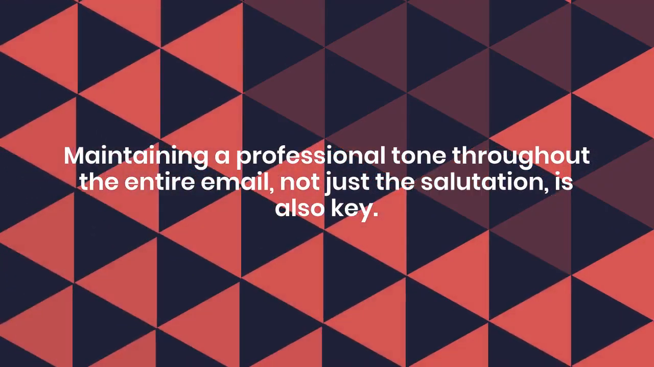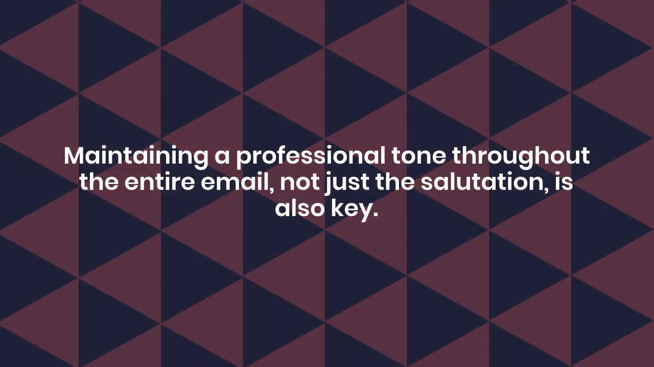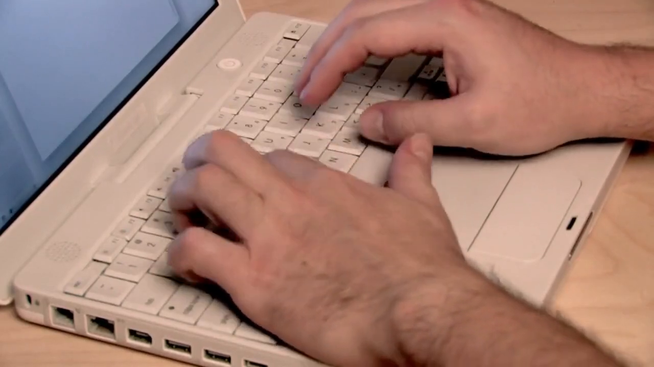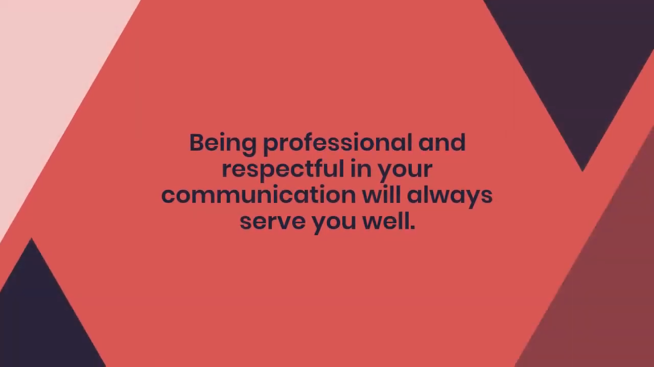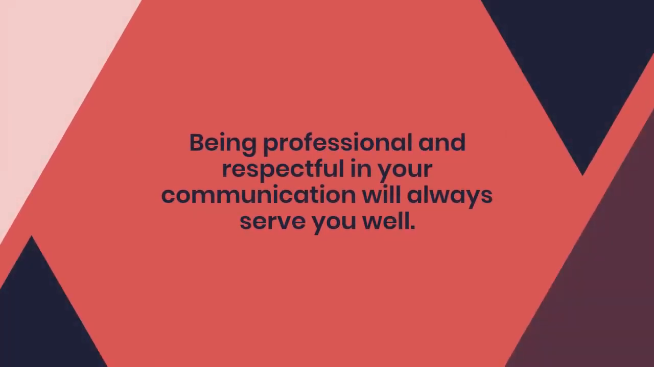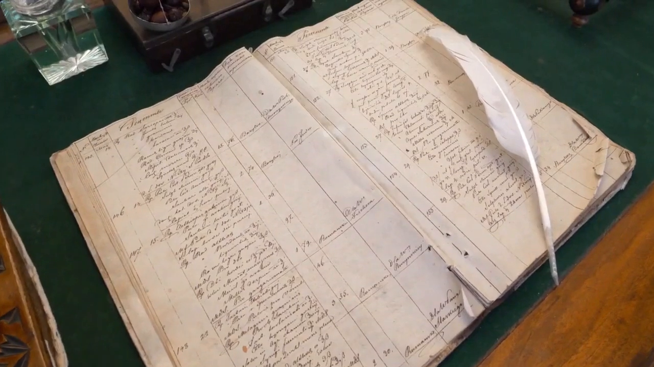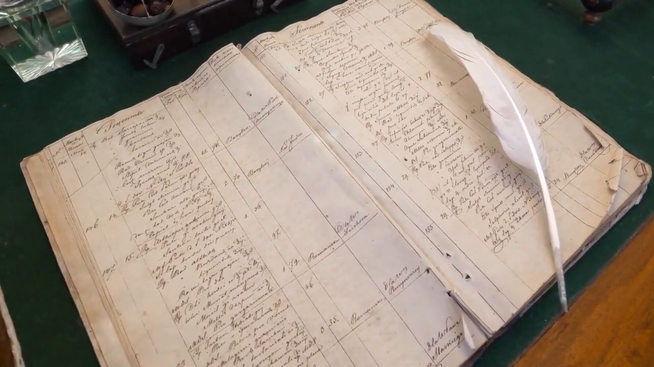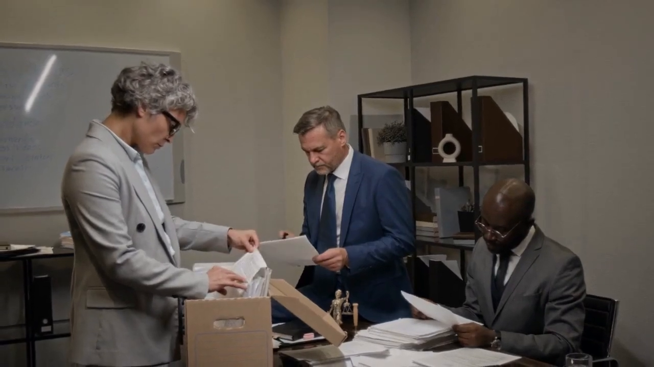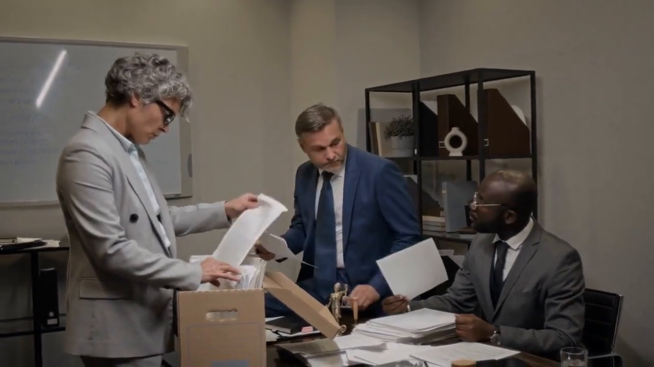Maintaining a professional tone throughout the entire email, not just the salutation, is also key. Always proofread your email for any typos or grammatical errors. Use a clear and concise subject line that immediately tells the attorney what your email is about. Being professional and respectful in your communication will always serve you well. So, remember, for initial contact, Dear Mr./Ms./Mx., last name, is your best bet, and for ongoing communication, follow their lead but stay formal if unsure.